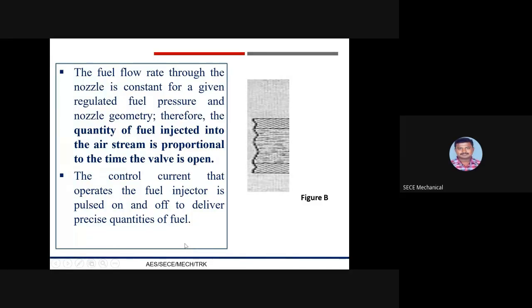So therefore, the quantity of fuel injected into the air stream is proportional to the time the valve is open. When the valve is going to open, when current flows, only then will it be open. Otherwise, it will be in a closed condition. So the control current that operates a fuel injector is pulsed on and off to deliver precise quantities of fuel.